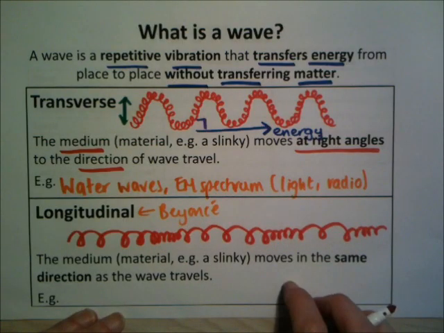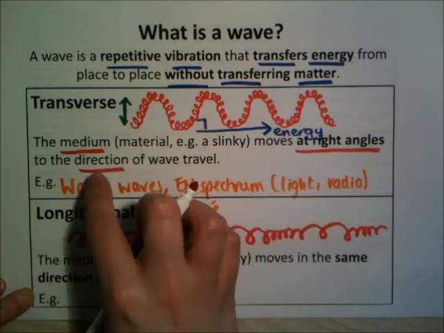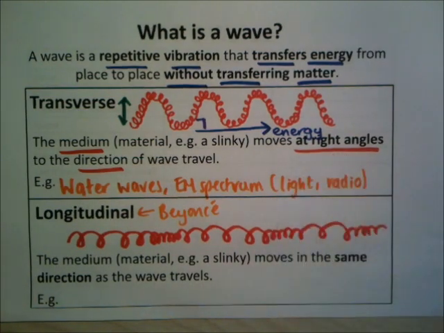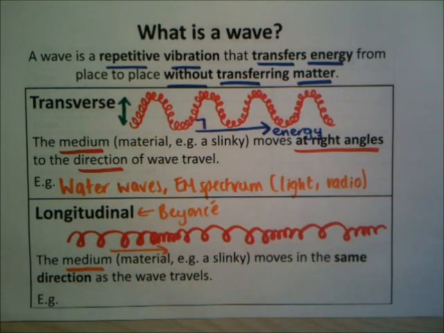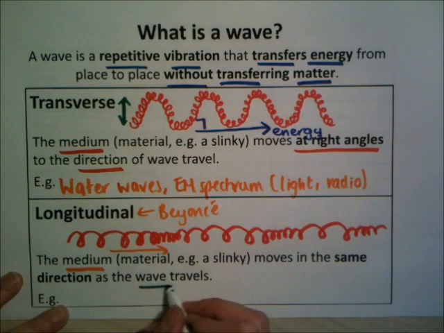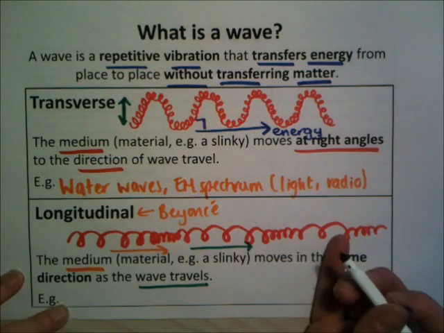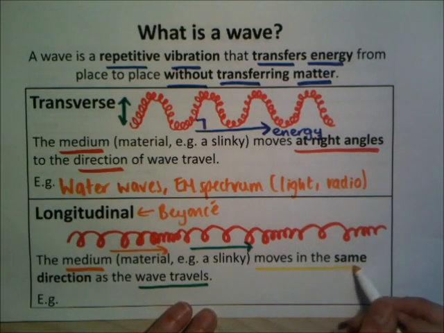Okay? So, the difference between these two is that for a transverse wave, we said the direction of wave travel was at right angles to the way the medium moves. Now here, if we look at the medium again, we can see that the medium is moving that way. Too much orange, I apologise. The medium is moving that way. The wave is also travelling that way. So here, they move longitudinally in the same direction.